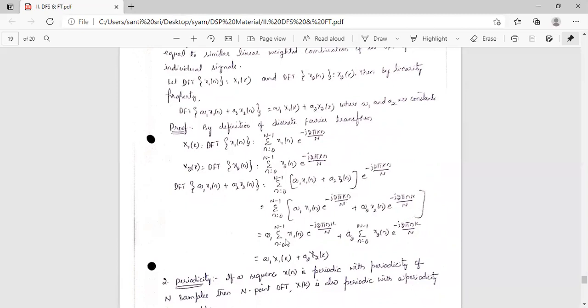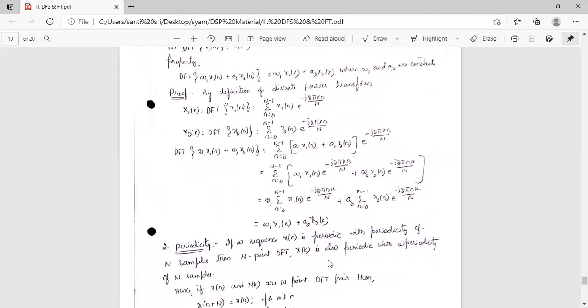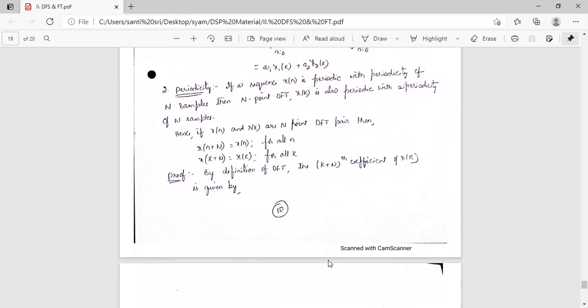So that it will become a1 into sigma n equal to 0 to n minus 1 x1 of n into e power minus j 2 pi n k by n plus a2 into sigma n equal to 0 to n minus 1 x2 of n into e power minus j 2 pi n k by n. So this will become x1 of k and this will become x2 of k, so finally it will become a1 into x1 of k plus a2 into x2 of k. And in the same manner, the periodicity property is also proved.